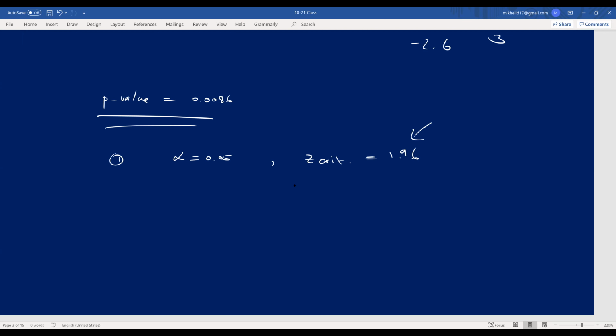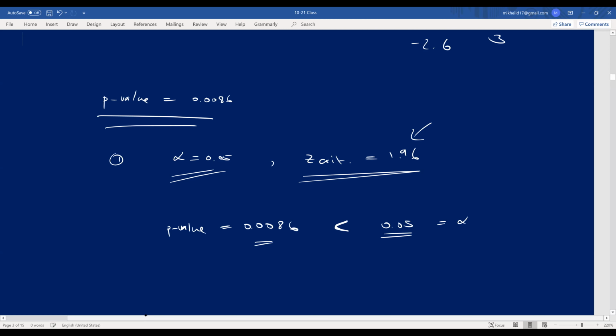But we're not really interested in that. So that's alpha. So the p-value, which is 0.0086, and then we have alpha, which equals 0.05, and we know that this is greater clearly, right? So 0.05 is greater than that. So what do you conclude? Reject the null hypothesis. Good. But at 5%, right?